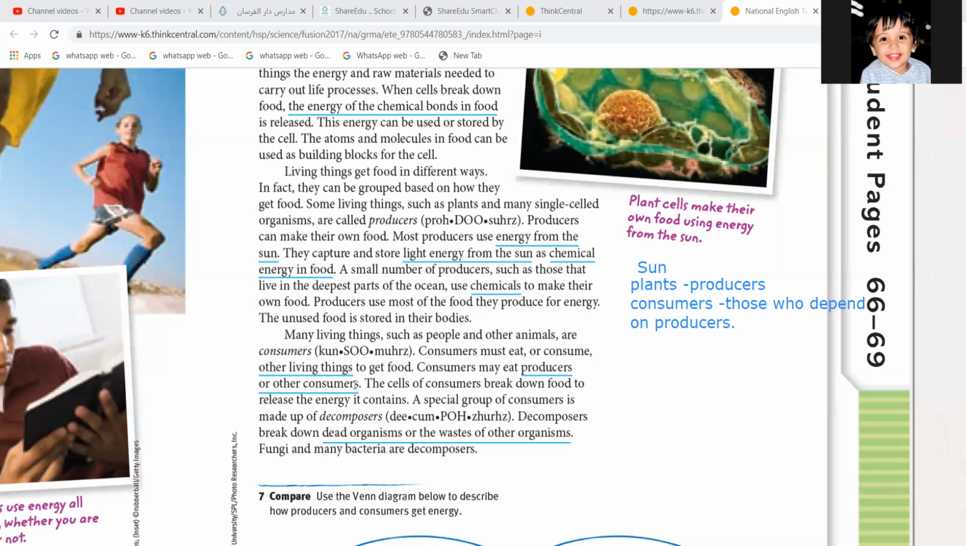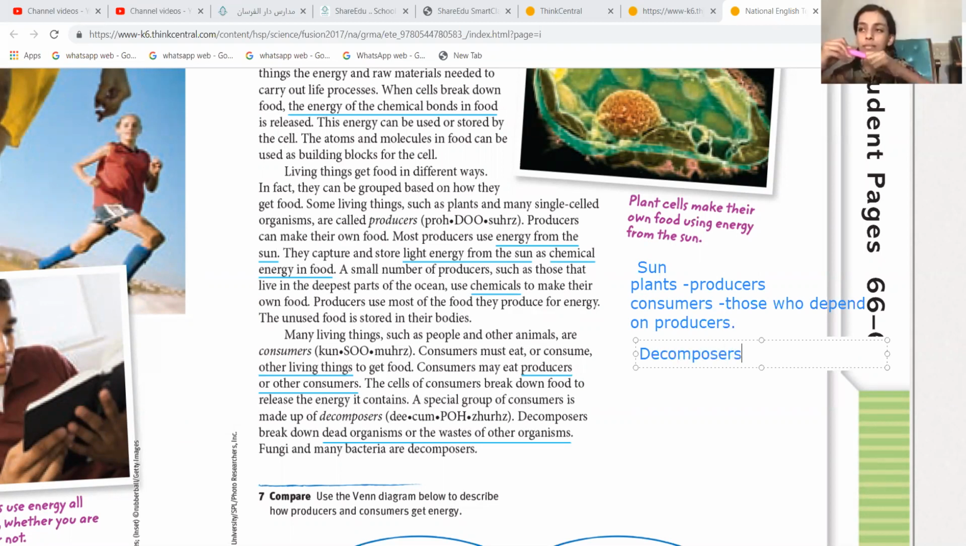Okay. So the cells of consumers break down food to release the energy it contains. I told you, a special group of consumers is made up of decomposers. Now next we have decomposers. I taught you about producers. I taught you about consumers. And now I will tell you about decomposers.